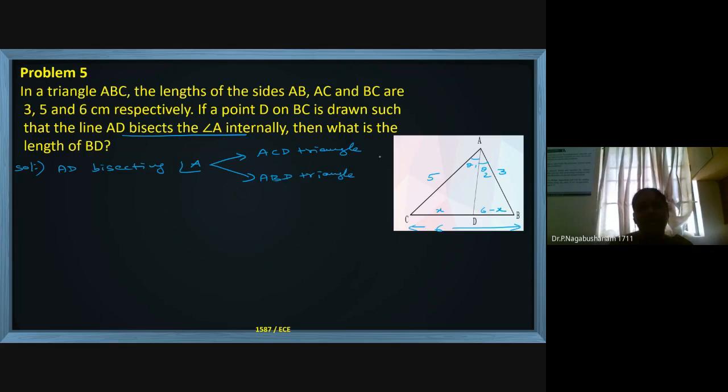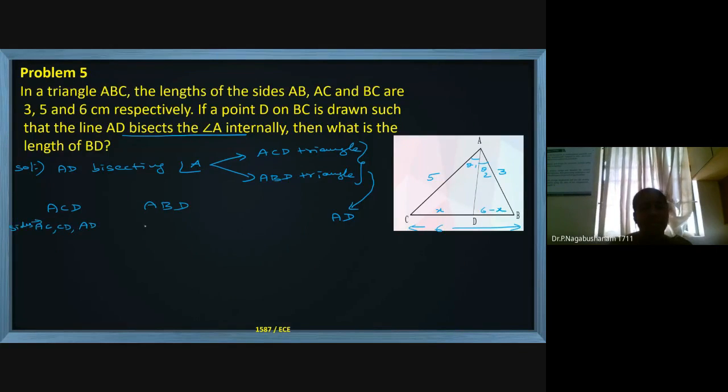ABD triangle. In both of these triangles, we are having a common line AD. You have three sides in the triangle, isn't it? AD is common. So in that case, what will happen? We will have ACD and ABD. The sides are AC, CD and AD.